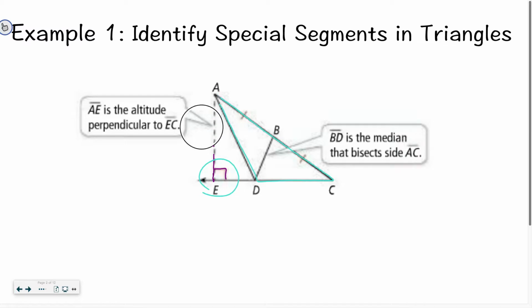The median, on the other hand, is the segment that bisects the side. So if we look, DB bisects AC, so that we have AB equals BC. So a median, middle, bisect, those all go together. Median, middle, bisect. Altitude, perpendicular, can be outside.